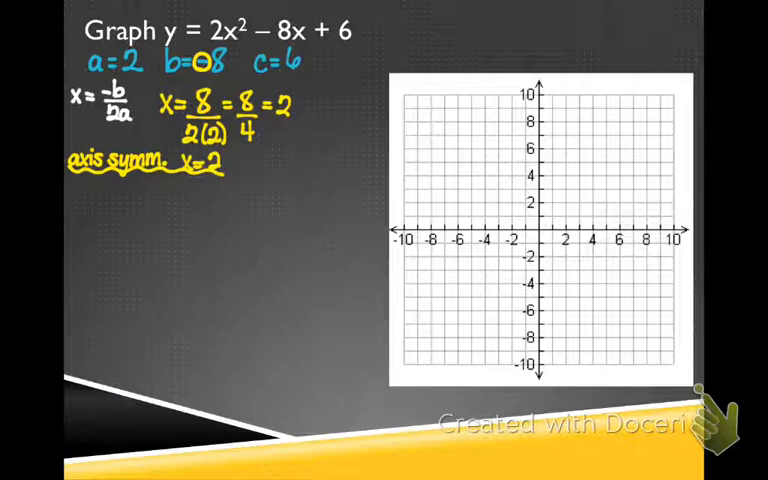But now that we know that x equals 2, we take that value and plug it back into the original equation. That's how we're going to figure out the y value. It's kind of like what we just finished doing with systems of equations. Once you know one of them, you plug it back in to find the other one. So y is going to be equal to 2 times 2 squared minus 8 times 2 plus 6.